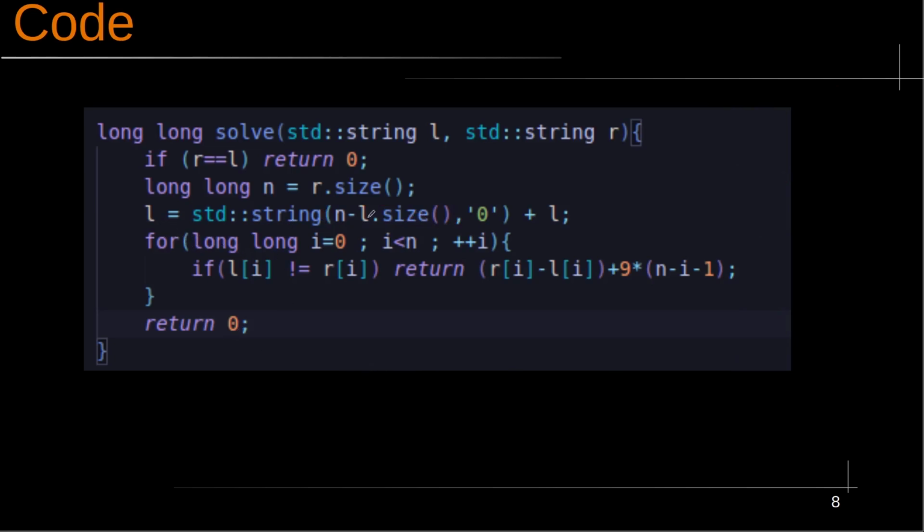Now we run over the indices from 0 to n minus 1, and when we find a digit on the left that is different from the digit on the right number, we return this formula, as we have seen in the previous slides.